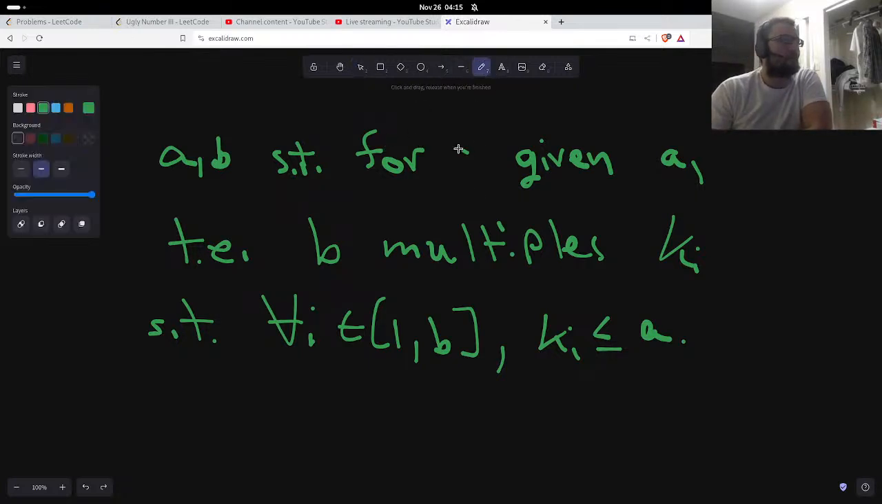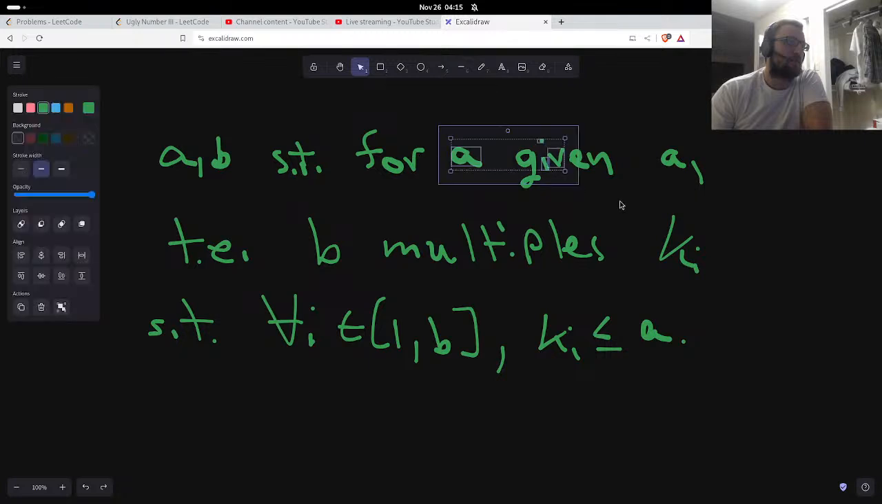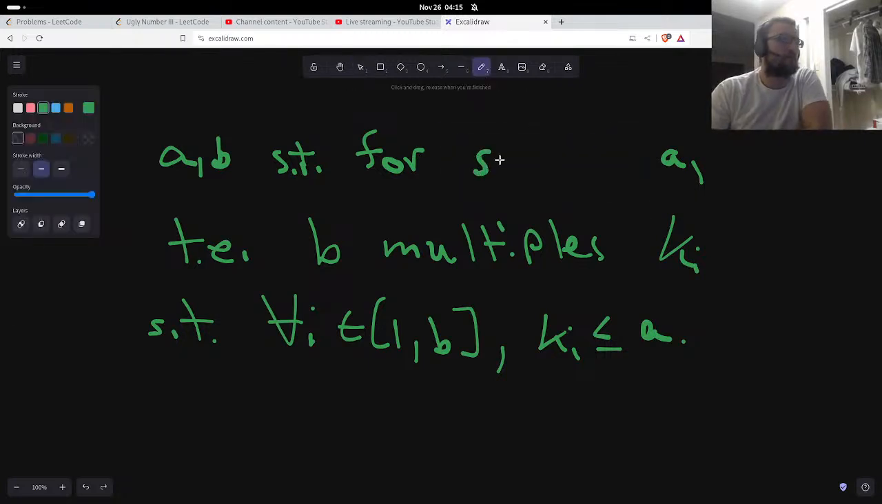For a given A, AB is such that for some A there exists B multiples K sub I such that for all I, element 1 to B inclusive, K sub I is less than or equal to A. Okay.